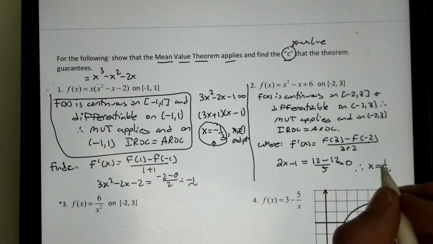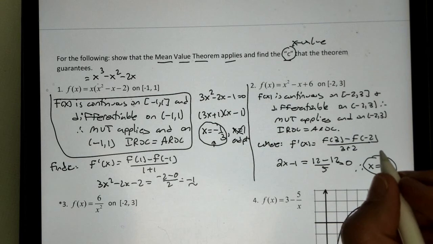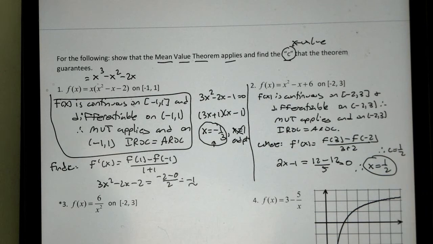Now, they do say find c, but if you say x equals 1/2, we're okay with that. Or therefore, c equals 1/2. Either one's fine. Pretty easy to do. All right, so let's take a look at number 3.